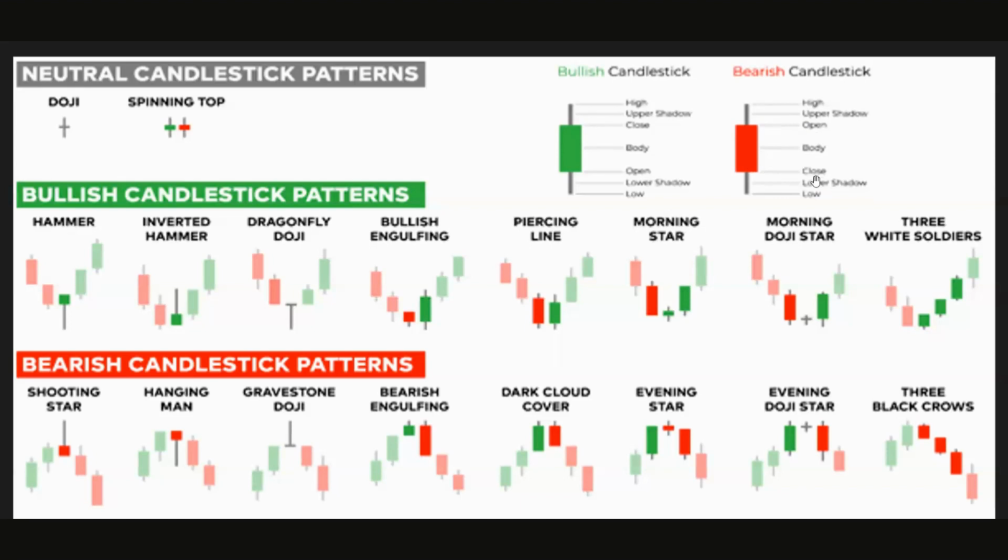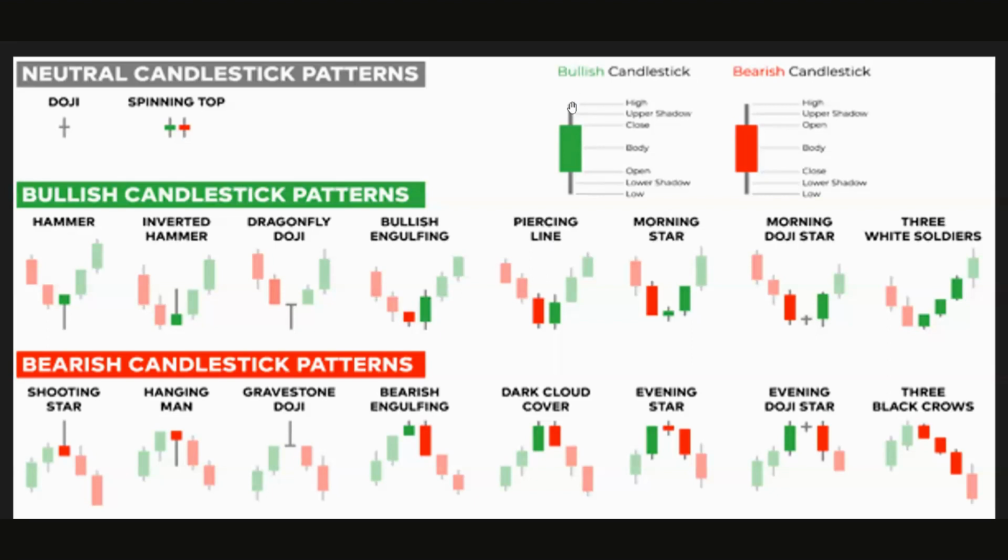You want to just think about it this way: if it's opening at a lower price and closing at a higher price, that is bullish. That's going to be a green candle. If it is opening at a higher price and closing at a lower price, that is bearish. That's going to be a red candle.